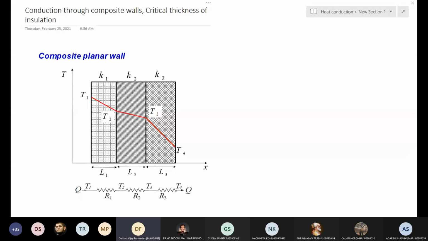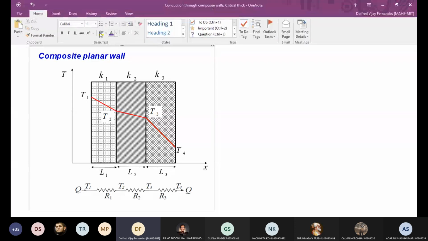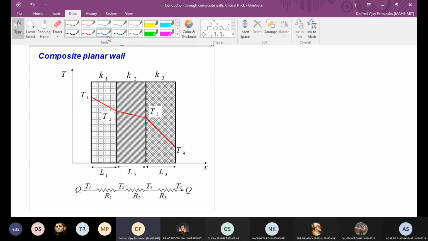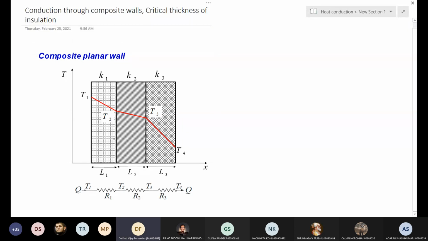Now, first I will explain this continuity. This is an ideal situation. You can see that the temperature at the end of the first wall, that is T2, and at the point where the second wall begins, the temperature is also T2. But this is a perfect thermal contact assumption. Let us understand what perfect thermal contact is.